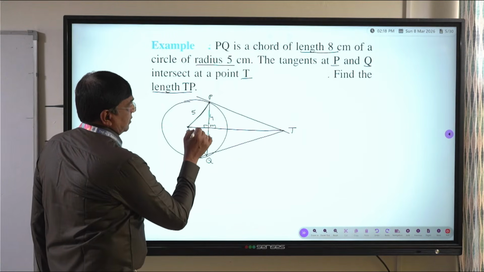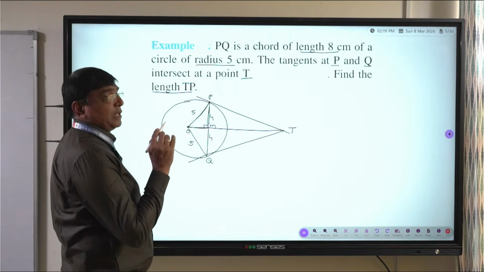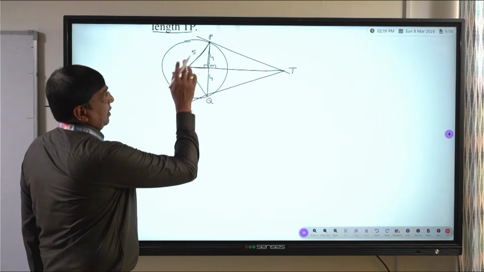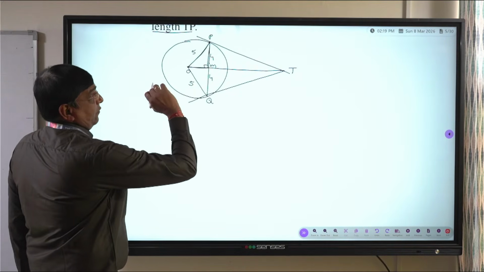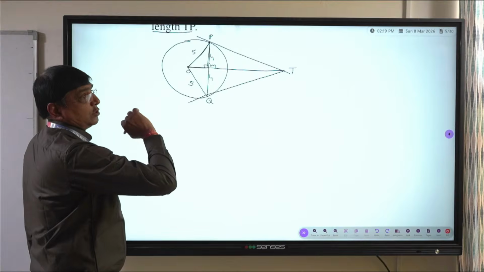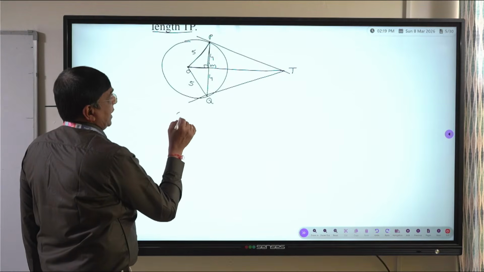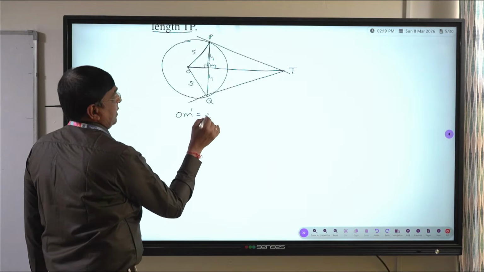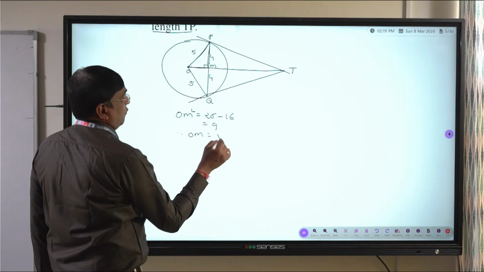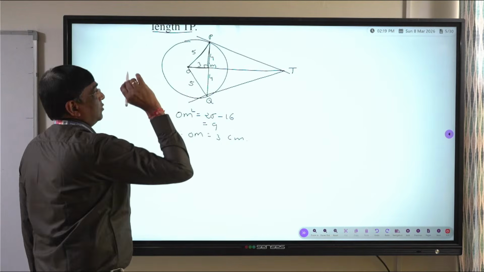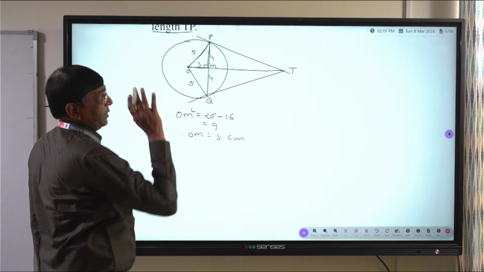First consider right triangle POM. It is a right angle triangle. Therefore, we can find OM using Pythagoras theorem. So 25 minus 16. OM square is 25 minus 16. That is 9. And so length of OM is 3 centimeter. First apply Pythagoras for triangle OMP.